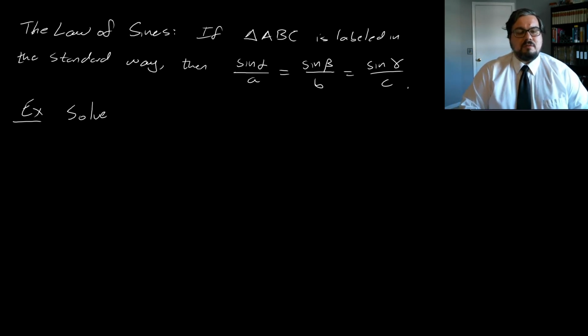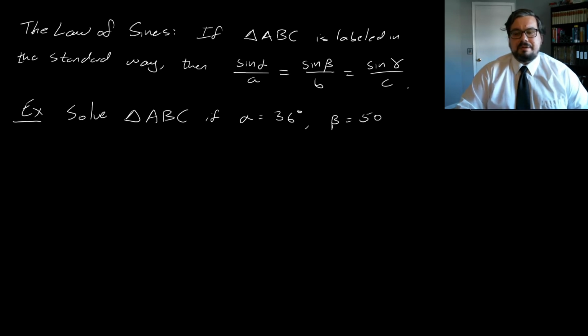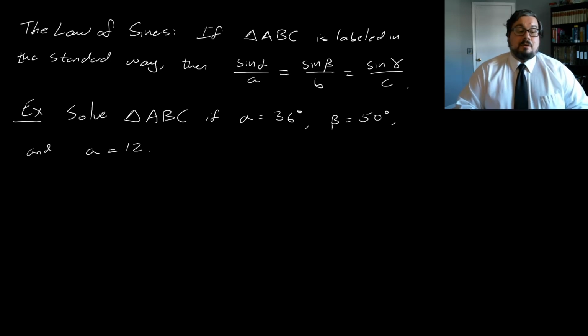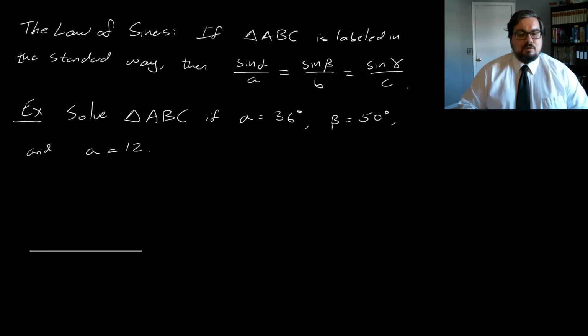So let's solve triangle ABC if alpha is equal to 36 degrees, beta is equal to 50 degrees, and a is equal to 12. Now, typically when you are going through and solving these problems, it's going to be helpful to keep a sketch around of what's going on. It doesn't have to be super accurate, but it'll help you keep track of things.